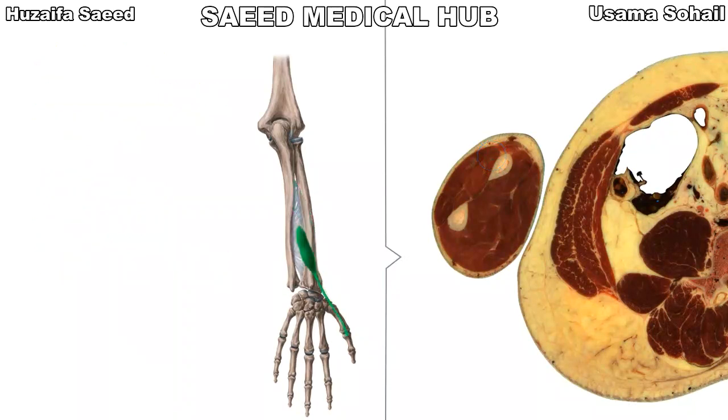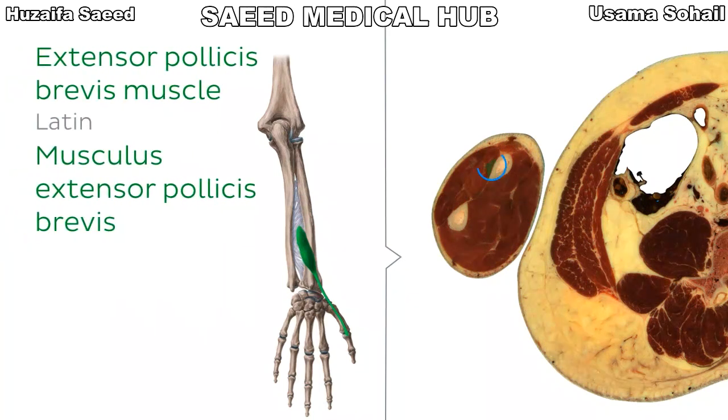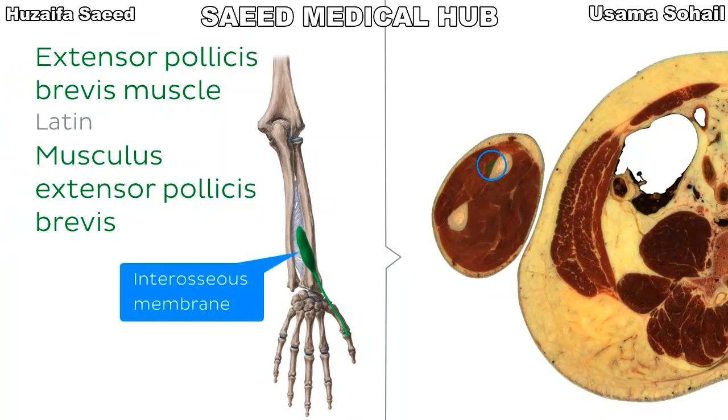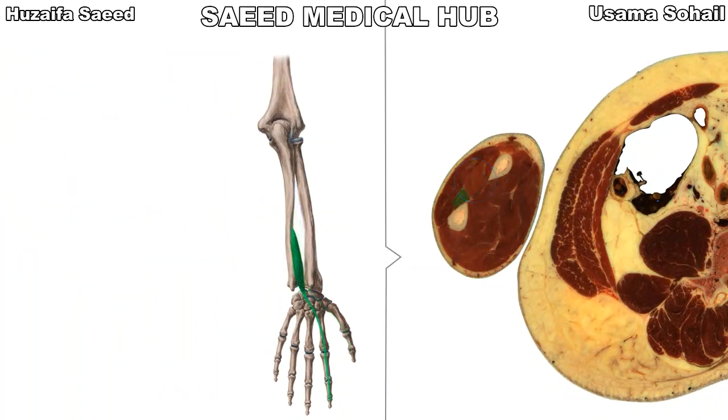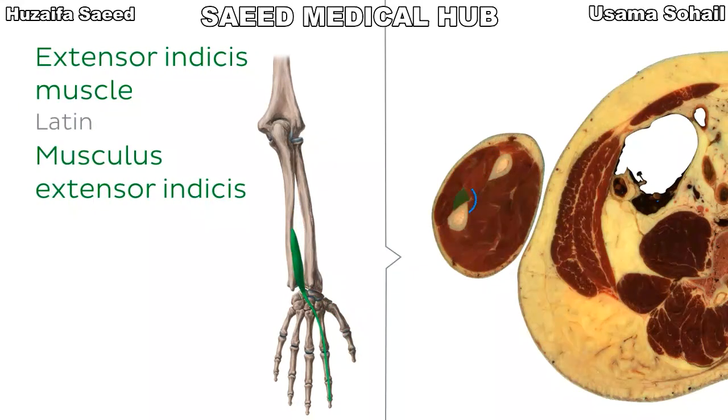Okay, so at this level, we can also now identify the last of the deep muscles of the posterior compartment, and the first of these is the extensor pollicis brevis muscle, which originates from the posterior radial shaft and interosseous membrane, and it lies sandwiched between the abductor pollicis and our next muscle, which is the extensor pollicis longus muscle. And finally, we have the extensor indicis muscle, originating here on the posterior ulnar shaft, around the same level as the extensor pollicis brevis muscle. And this muscle, as the name suggests, works to extend the index finger.